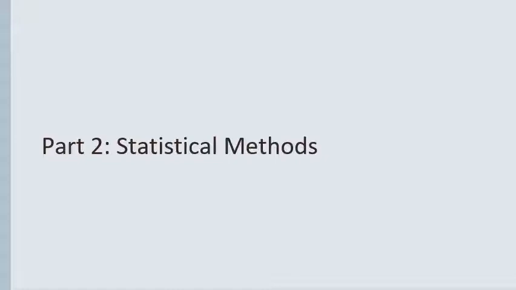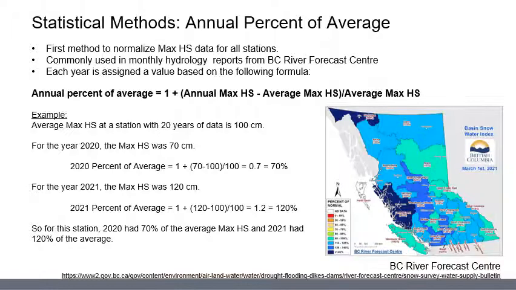The second part of this presentation covers the statistical methods used for normalizing the annual data. The first method is to calculate the annual percentage of average. This is used commonly in hydrology, and you may have seen figures like the one on the right, which shows the snow basin water index.